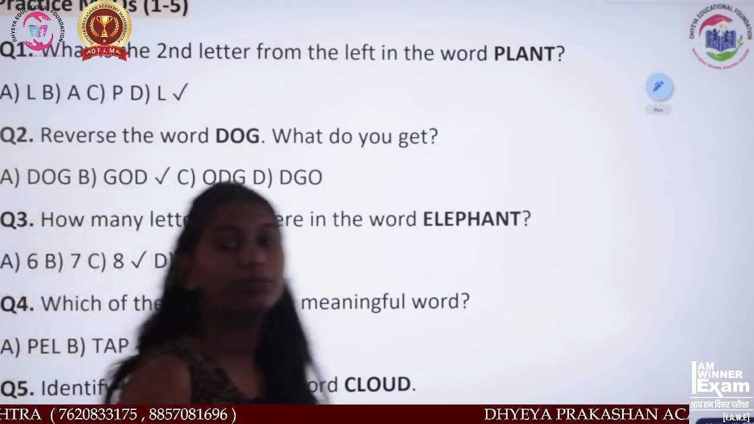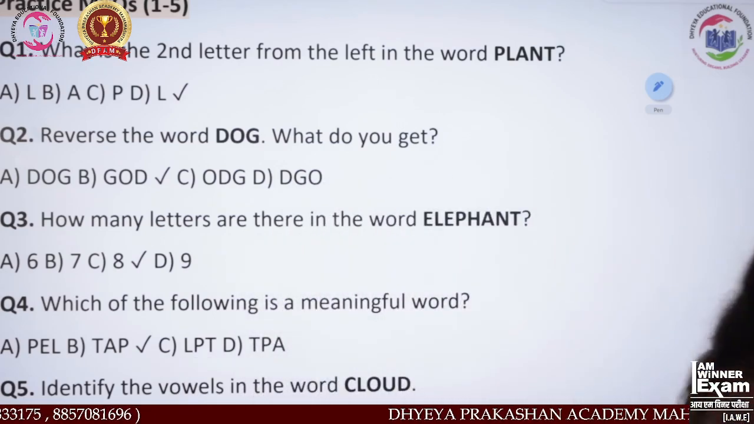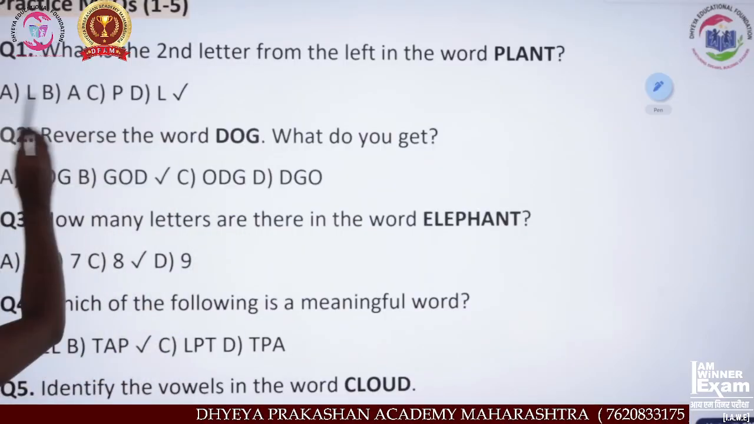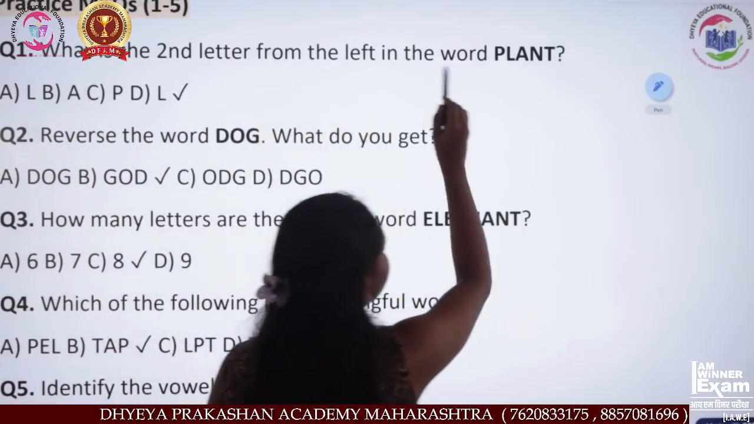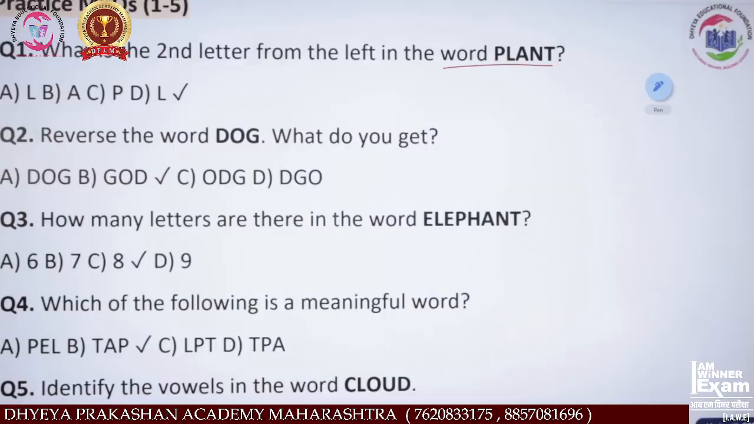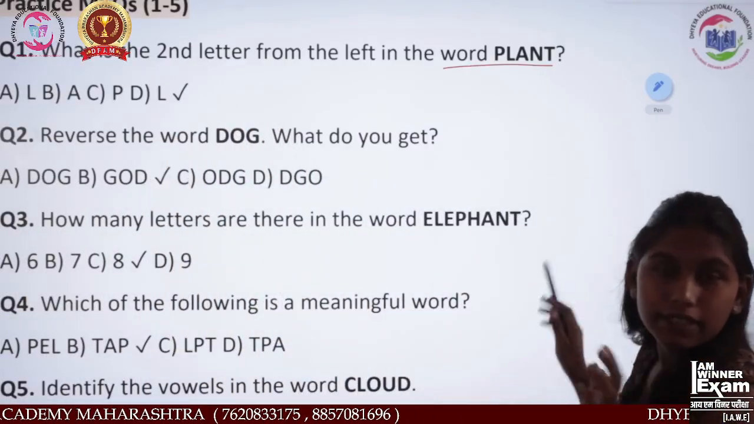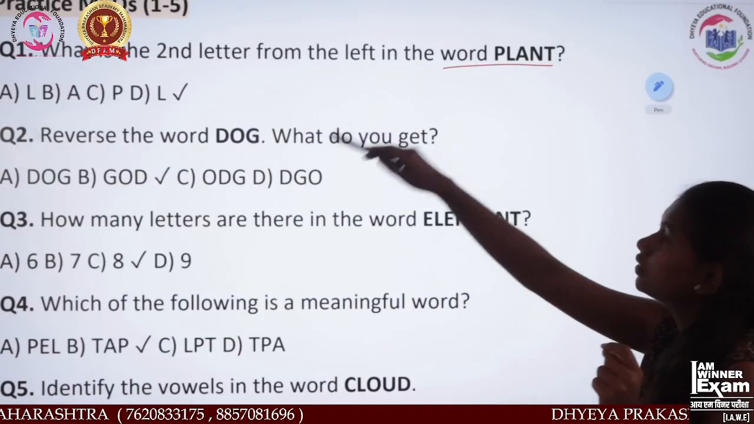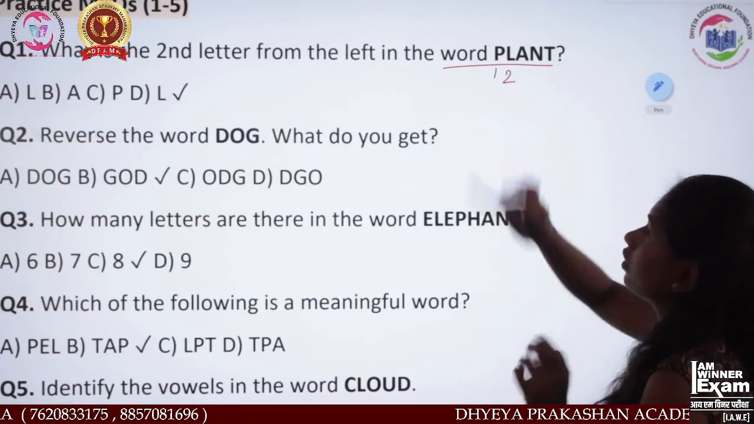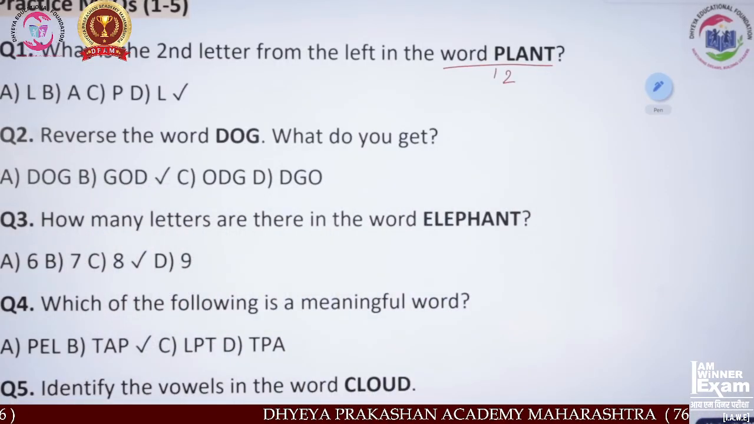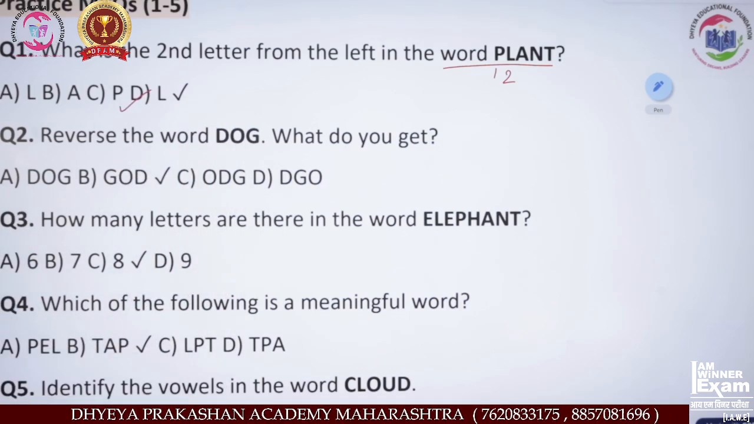Then let's start with our MCQs. What is the second letter from the left in the word planet? Now from the left. This is the left side and this is the right side. So we have to start counting from the left side. This is first, this is second. So the second letter from the left is the letter L. So D is the correct option.